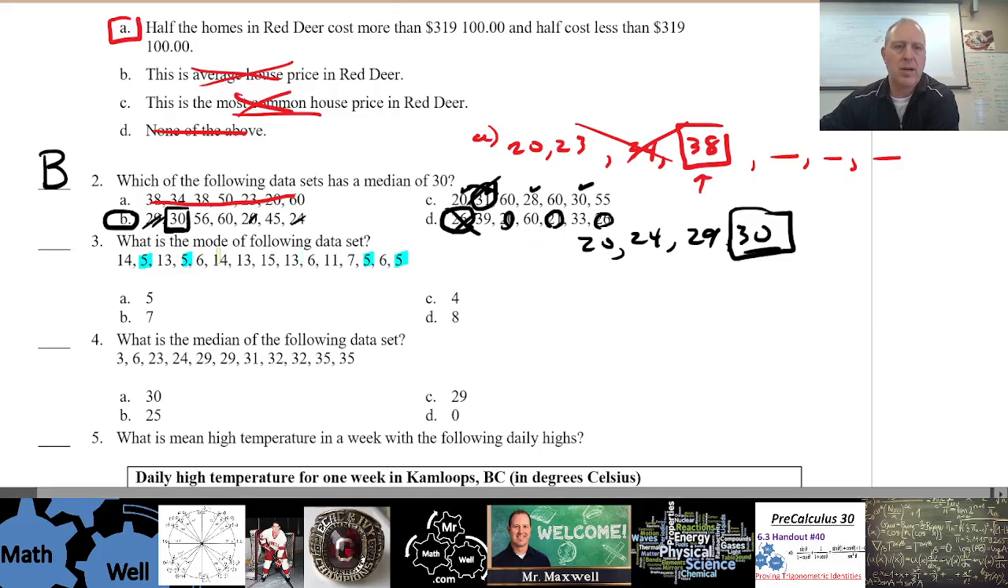Are there any other numbers that are repeated? Looks like 13. So 1, 2, 3. 6 is repeated. 1, 2, 3. And 14s are repeated, but that's only 1, 2. Okay. So it looks like, is 5 the mode? Does it show up more than all the rest of them do? I think so. Okay.